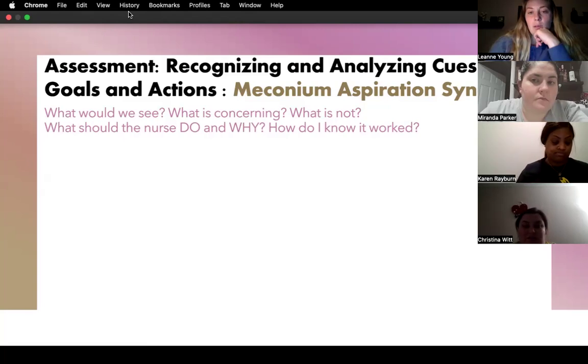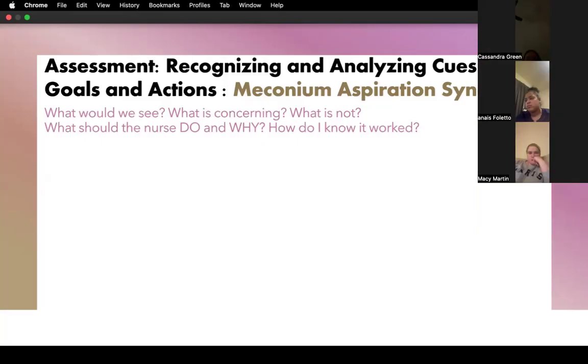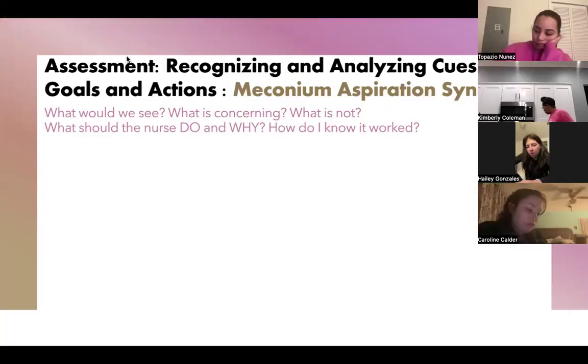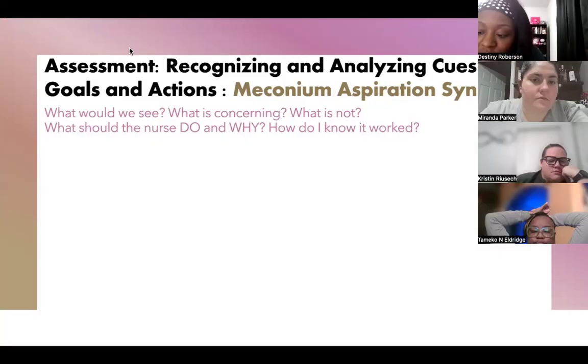Like a cyanotic, green. Sorry, what was that? Cyanotic, retractions, belly breathing. Yes. This baby's going to be in respiratory distress, right?